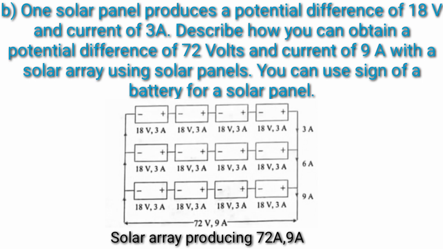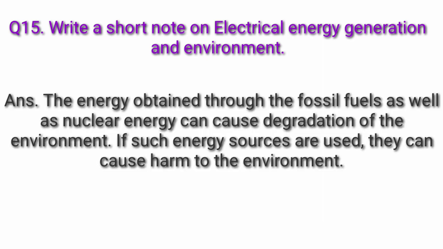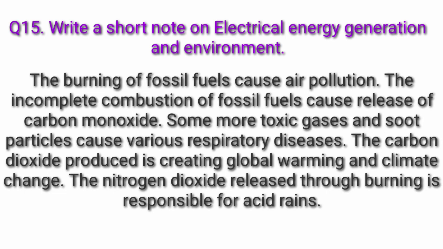Next, question 15. Write a short note on electrical energy generation and environment. Answer. The energy obtained through the fossil fuels as well as nuclear energy can cause degradation of the environment. If such energy sources are used, they can cause harm to the environment. The burning of fossil fuels causes air pollution. The incomplete combustion of fossil fuels causes release of carbon monoxide. Some more toxic gases and soot particles cause various respiratory diseases.